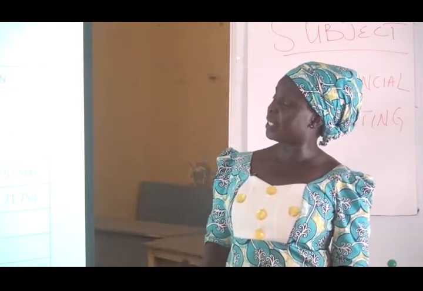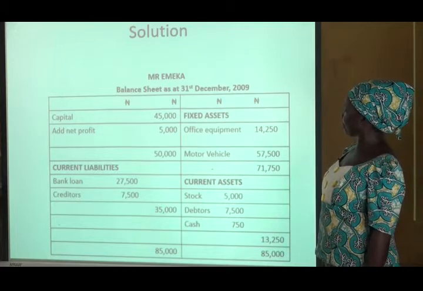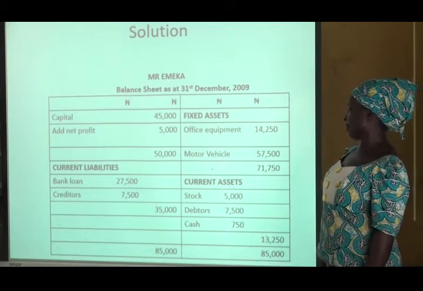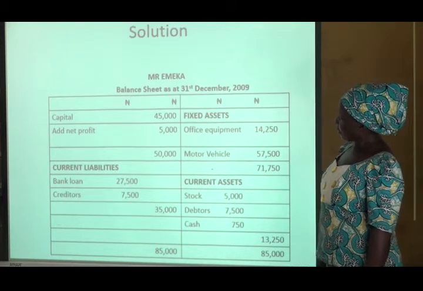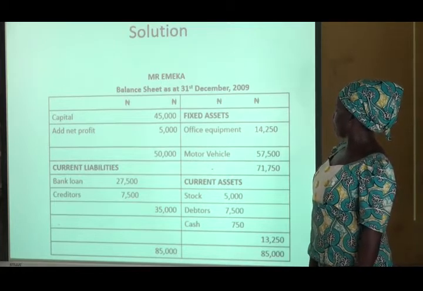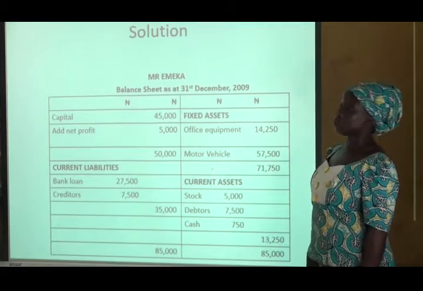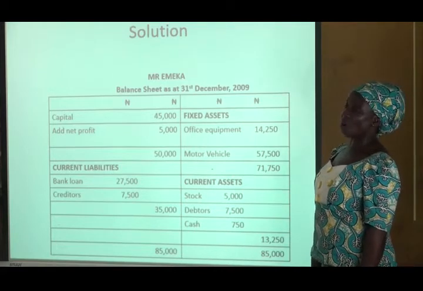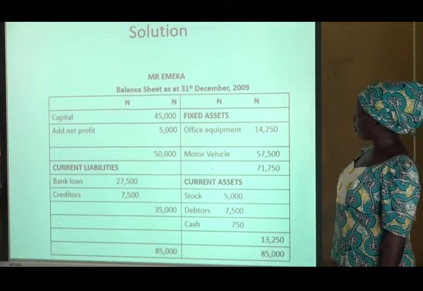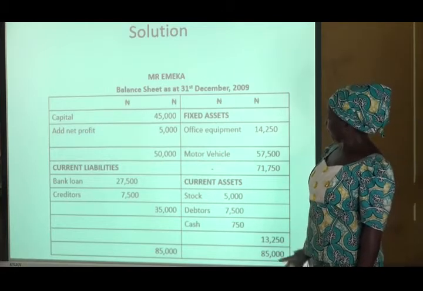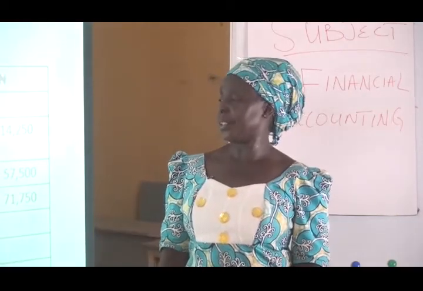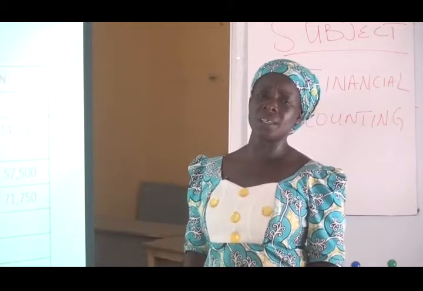The figure is 14,250 naira. This figure will be recorded under the second column of the naira sign. The next is the motor vehicle, and the figure is 57,500 naira. It will also be recorded under the second column of the naira sign because there is no provision for depreciation on vehicle. Now, after recording your fixed asset, you now sum up your fixed asset in order to get the total figure of the fixed asset.